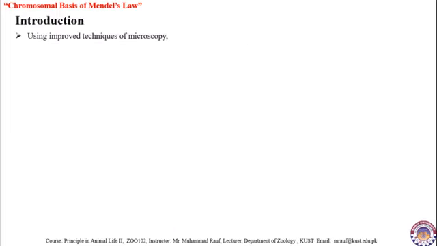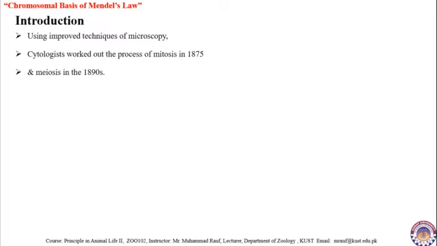Introduction. Using improved techniques of microscopy, cytologists worked out the process of mitosis in 1875 and meiosis in the 1890s. Cells are small structures; they are not visible to the naked eye, and specialized devices called microscopes are used to study cells in greater detail.